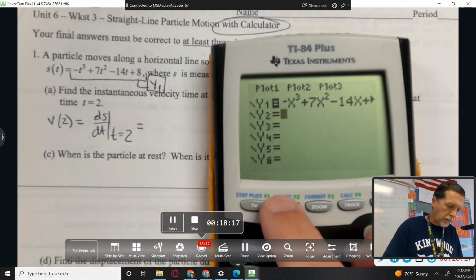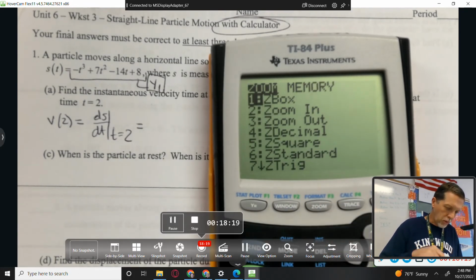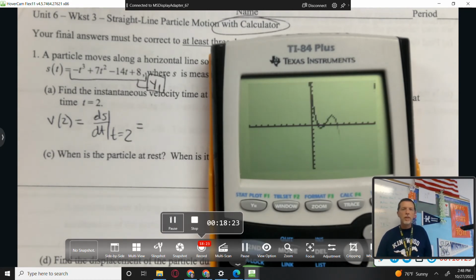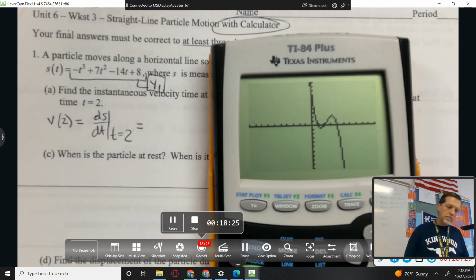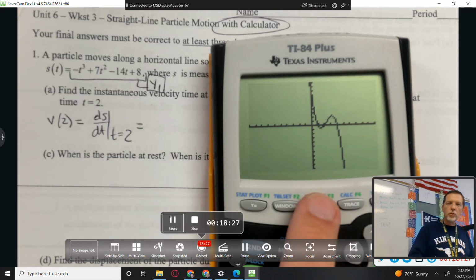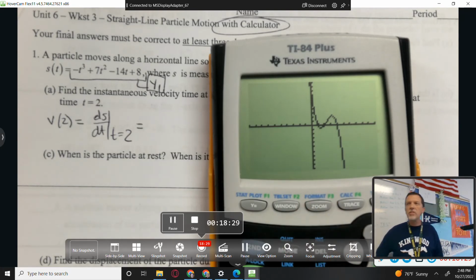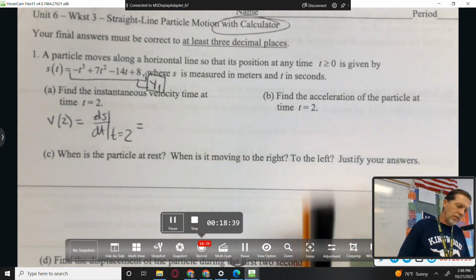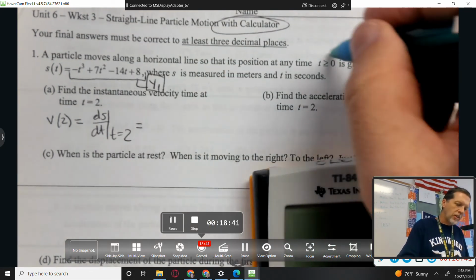Okay. I'm going to go back to Zoom Standard, because I don't know what I had been doing, zooming in and out. How do you reset it to Zoom Standard? Press Zoom, and then one of the options is Standard. Zoom Standard goes -10 to 10, left and right. And then you can change it, because it does say t is greater than 0.